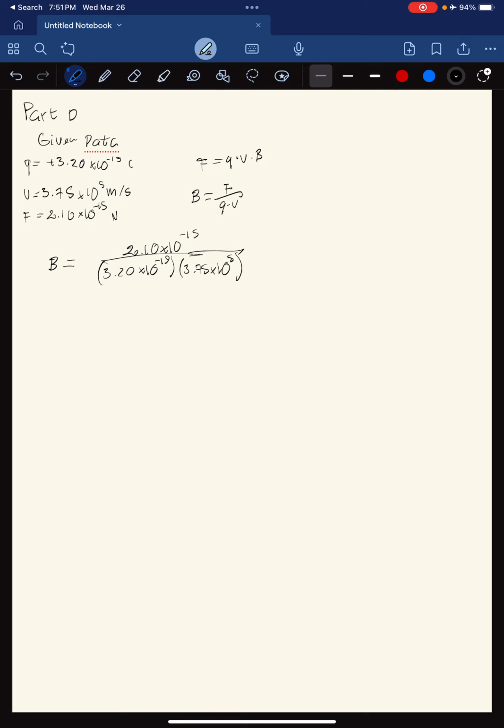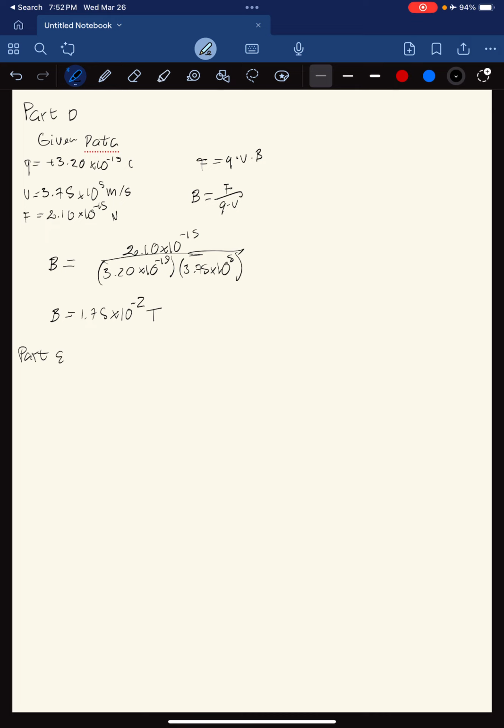2.10 × 10^-15 over 3.20 × 10^-19, then 3.75, sorry, × 10^5, and I close the parentheses, so I have to go back for a second. All right, and that's giving me 1.75 × 10^-2 Teslas. Perfect. Now we'll go with part E.